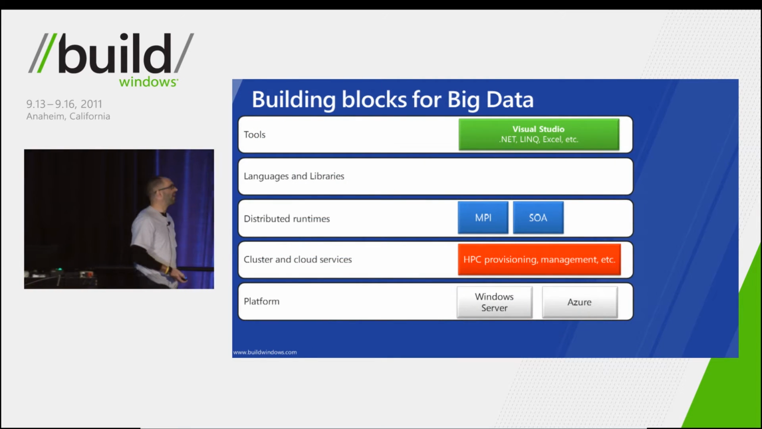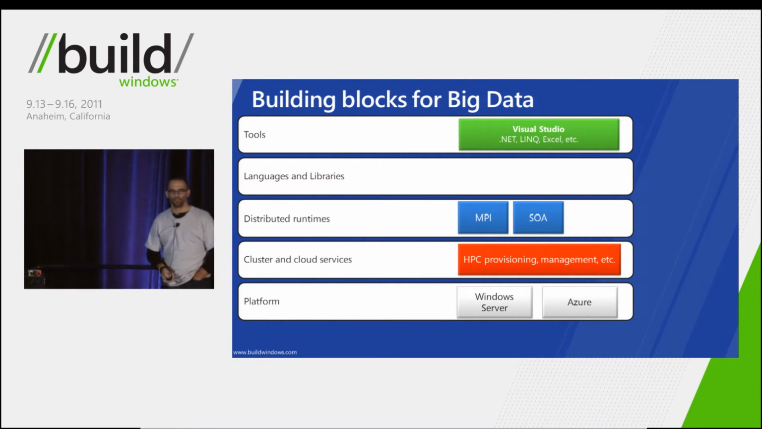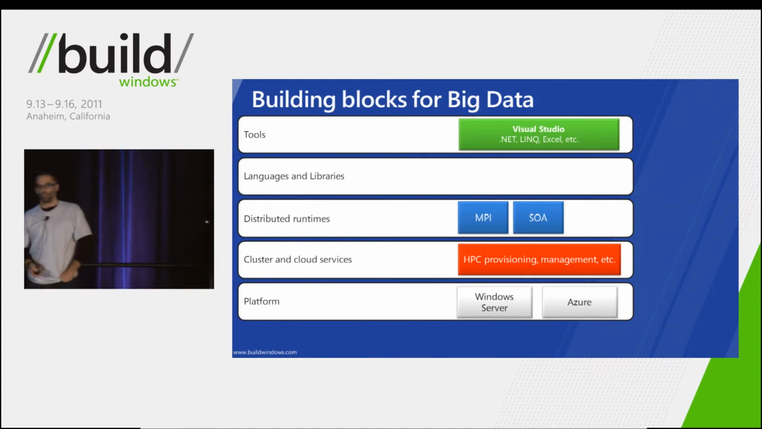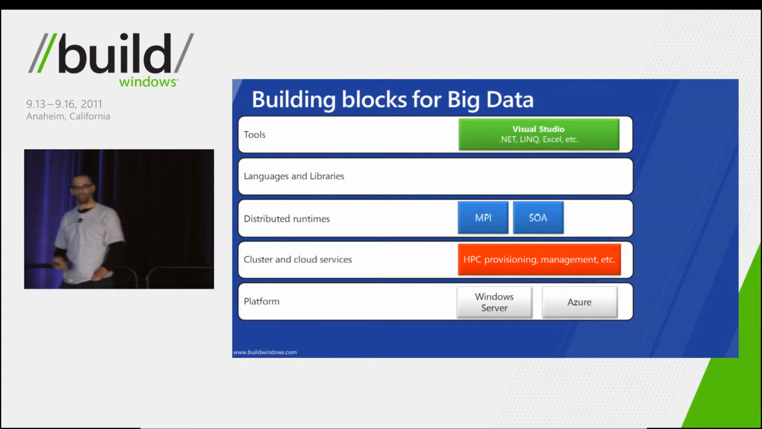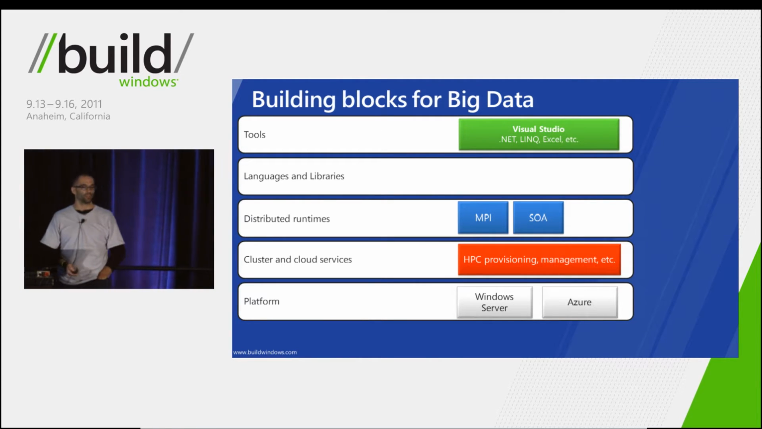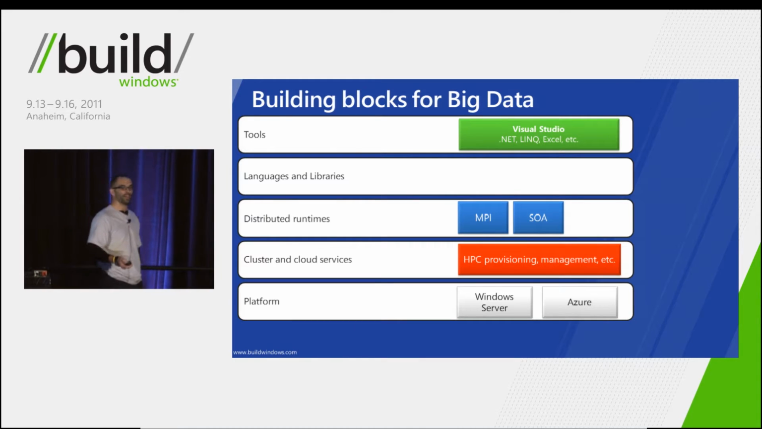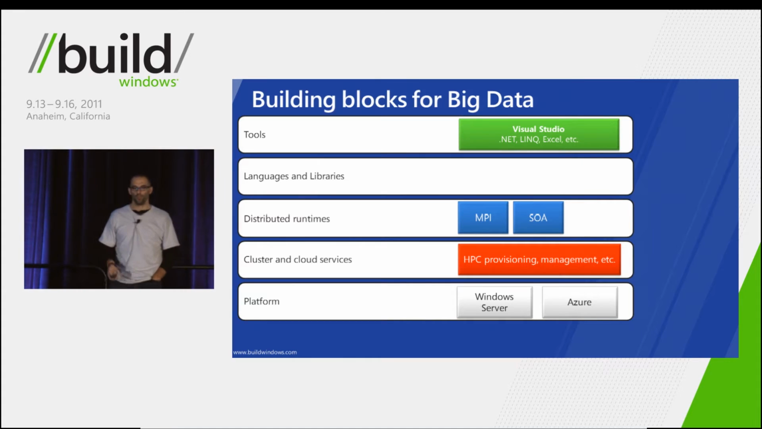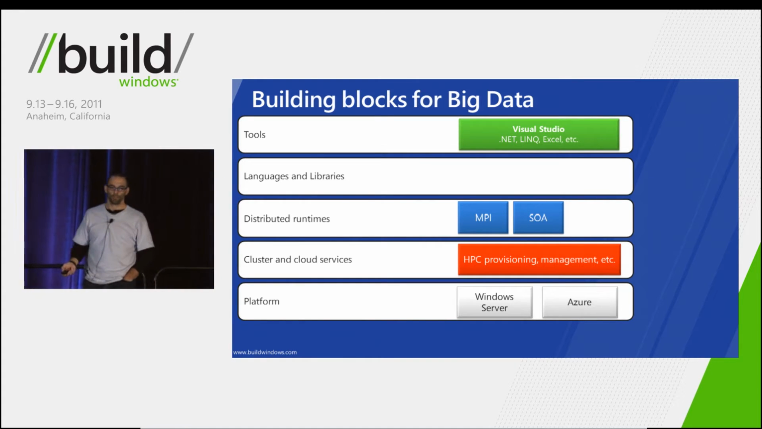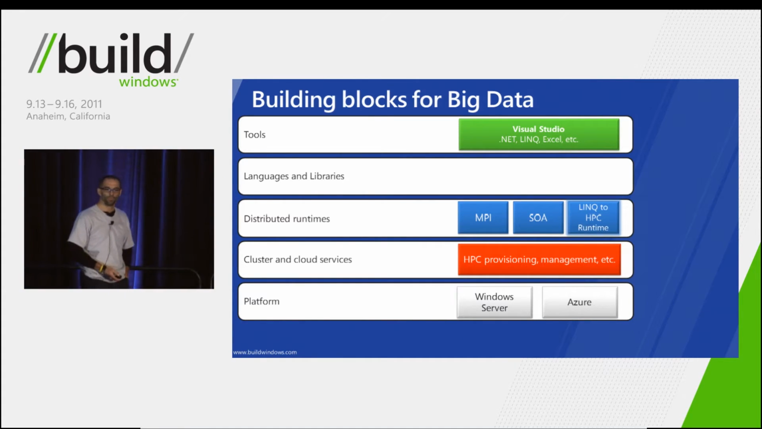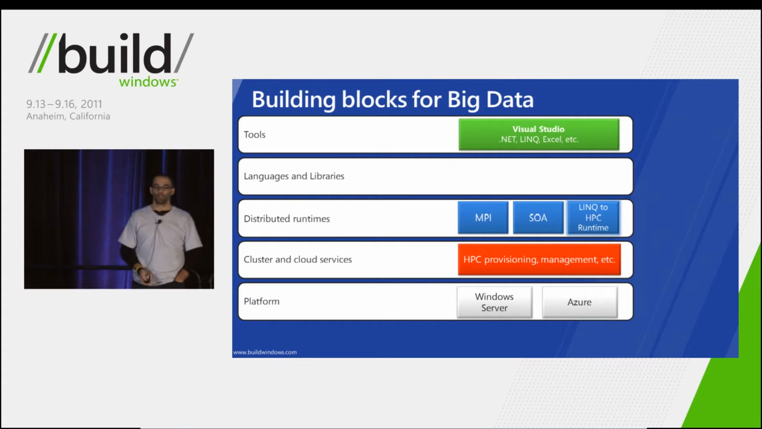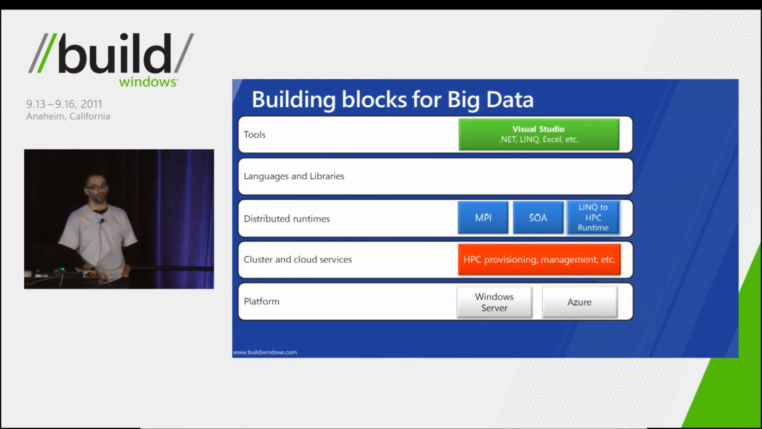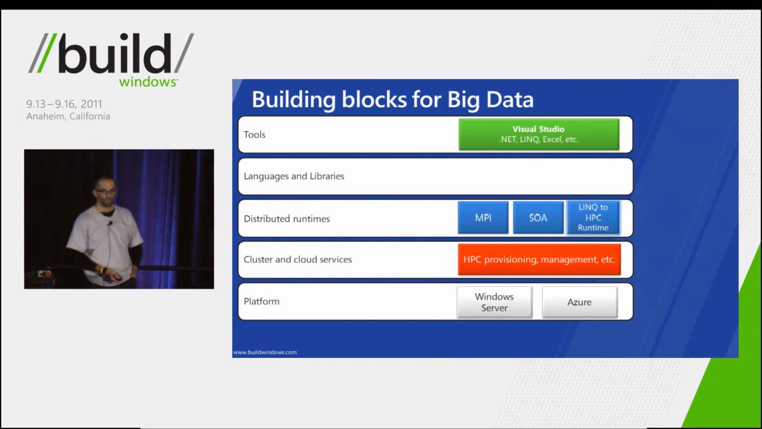So really what we've added to the existing product comes in three different pieces. So here's what we have today. You can see we have tooling in the form of Visual Studio. We have distributed runtimes in the form of MPI and SOA. We have a whole bunch of HPC provisioning infrastructure that I'll show you a bit of today. And then we have two platforms, Windows Server and Azure. And I'm going to show you both of those too. So what we've added is a third runtime. We've added a LINQ to HPC runtime. And I'll be drilling into exactly what that does for us in the next part of the talk.